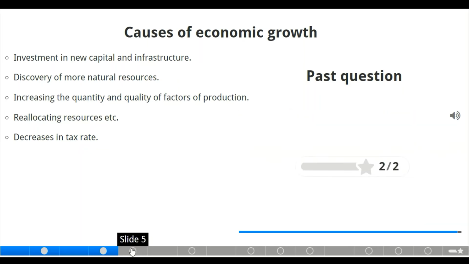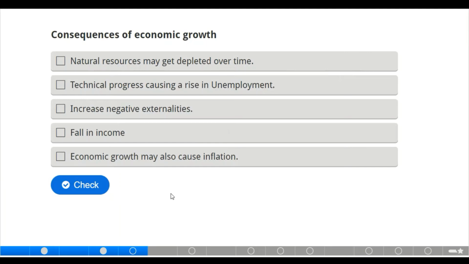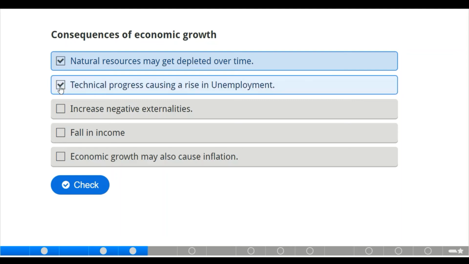Now let us move to the next slide. Moving to the next slide, we now have the consequences of economic growth. What are the effects of an economic growth? Of course, we have natural resources may get depleted over time. Technical progress can also cause a rise in unemployment when there is economic growth. It can also increase negative externalities like pollution.